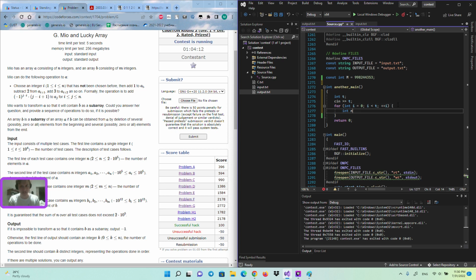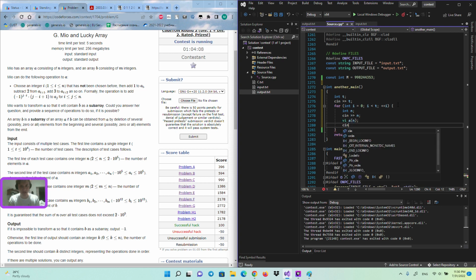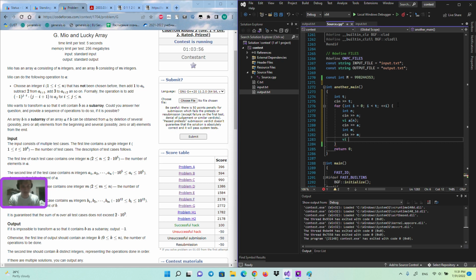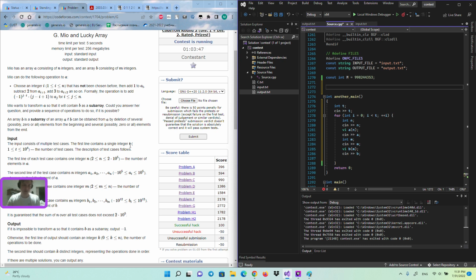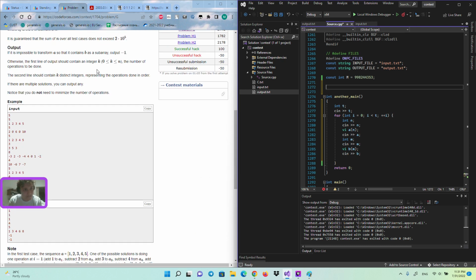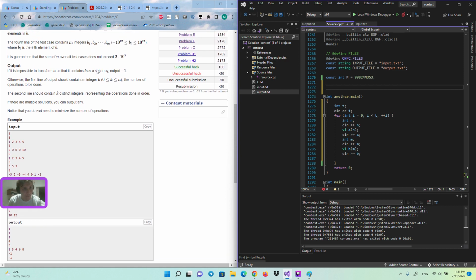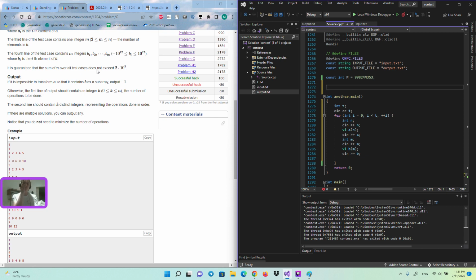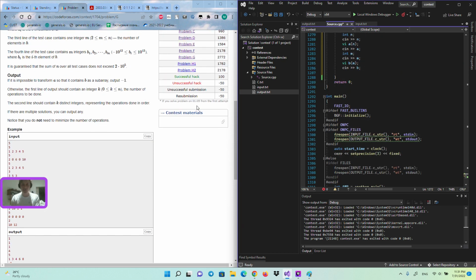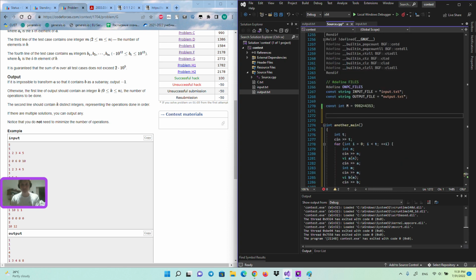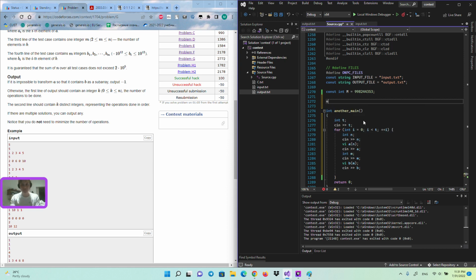So we read N, read A, read M, and read B. Oh no. There is even... We have to find the answer also. Okay, this is ugly, but let's do it.